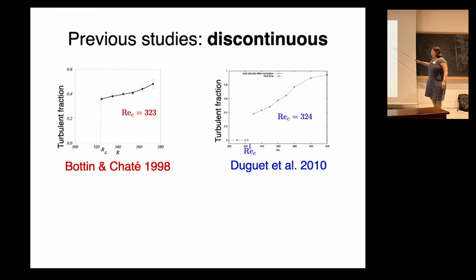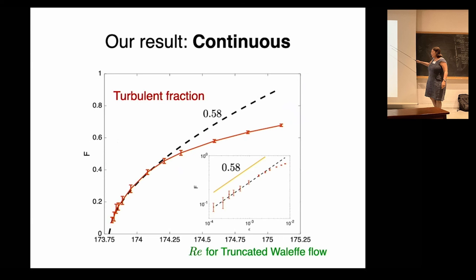Okay, Bottin, Chaté and Duguay found experimentally and numerically that the critical Reynolds number was 323, 324. They found the same critical Reynolds number, and they found it was discontinuous. So you would think they would have the answer. Numerics agrees with experiments, same critical Reynolds number. But no, we find that it is continuous.